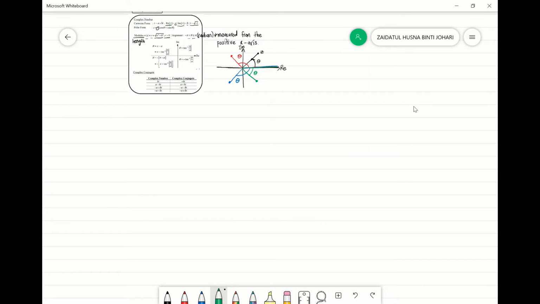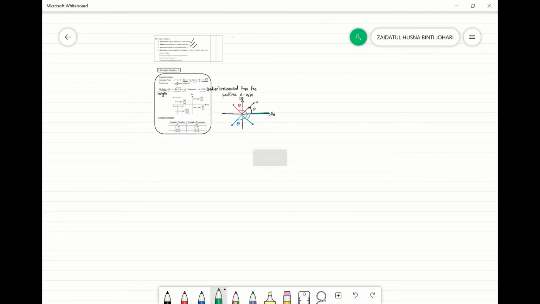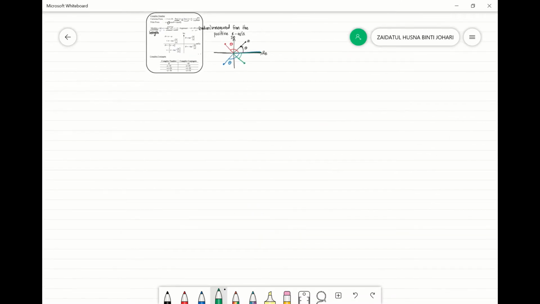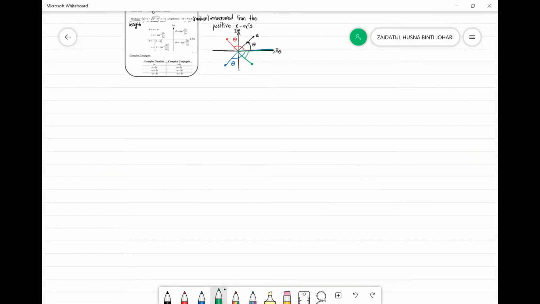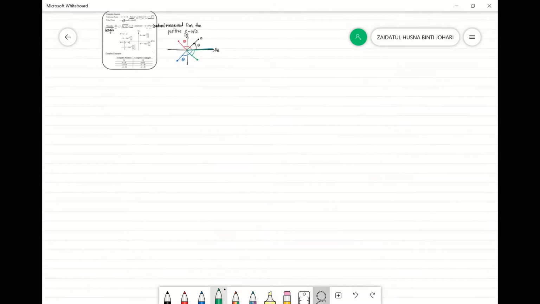So now I'm going to show you examples on how to transform a complex number from Cartesian form to polar form. So example 1. Let's say our complex number is z equals 1 plus 2i.